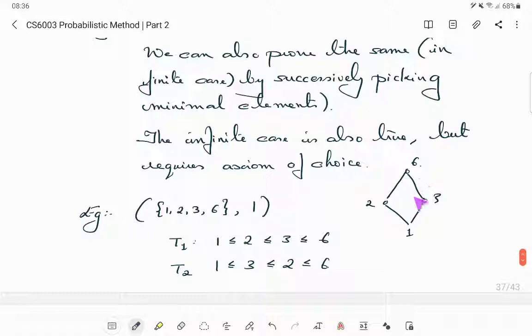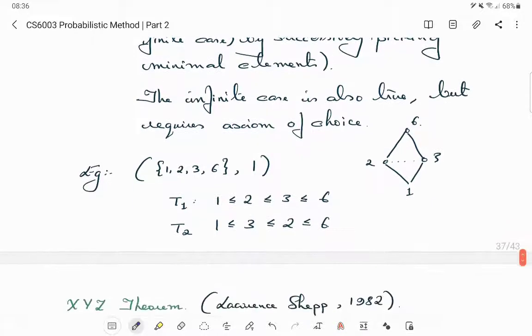Yeah, and this is the example: consider the set 1, 2, 3, 6 under the divisibility relation. This is the Hasse diagram of that partial order. There are two possible total orders which qualify to be linear extensions of this. 1, 2, 3, 6 is nothing but the typical less than or equal to order. But 1, 3, 2, 6 also is a total order which is a linear extension of this. The only thing the total order has to respect are those elements which are related under P. Since 2 and 3 are incomparable under P, the linear extension is free to place them in any order.